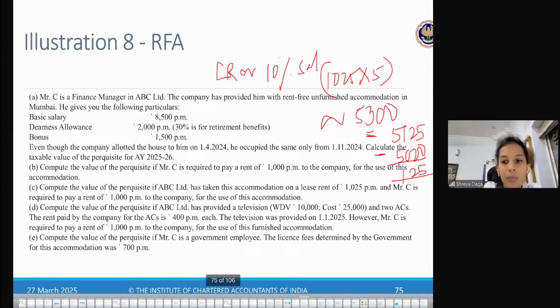Correct, 125. Next part. Calculate the value of perquisite if ABC Limited has also provided a television. WDV 10,000, cost 25,000, and 2 ACs. Rent paid by company for ACs is 400 per month. Television was provided on 1st January. Mr. C is required to pay a rent of 1,000.